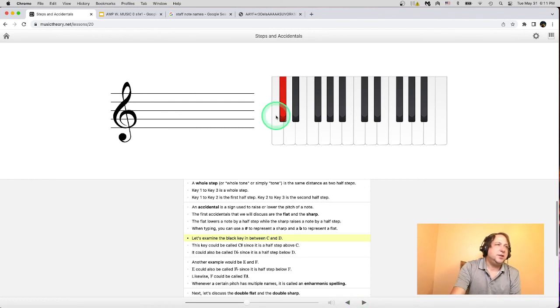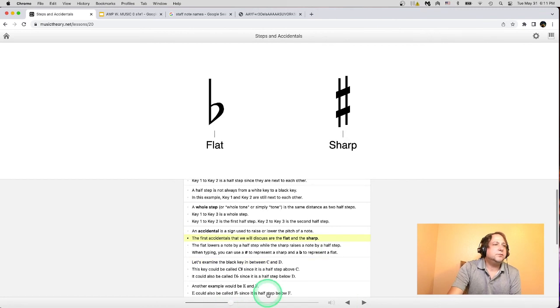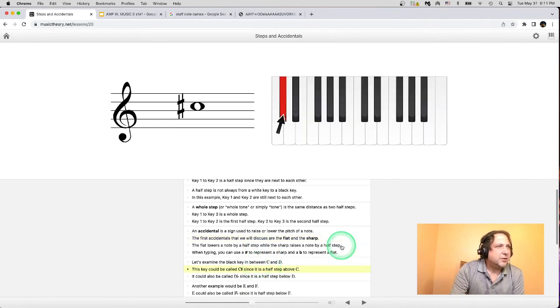So, in this case, you can look at this note here, right in between C and D. You could call this a C sharp because it's a C and it's one half step above C. So you write it as a C here with a sharp on it.